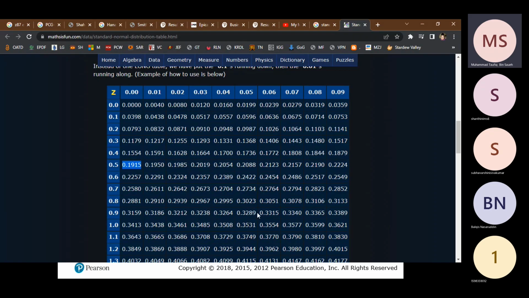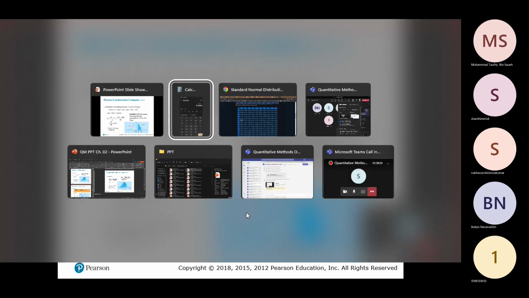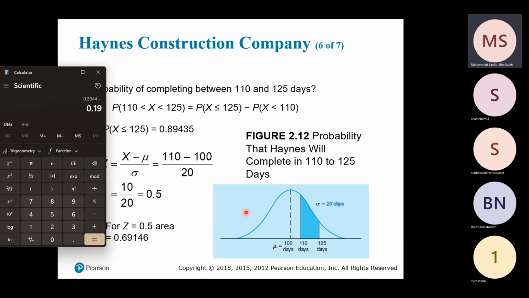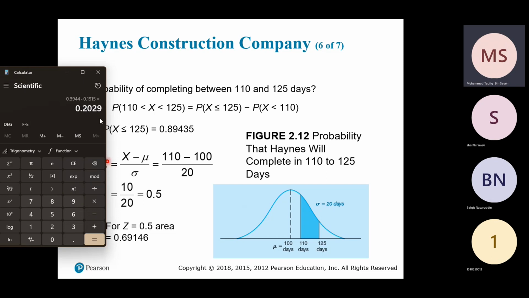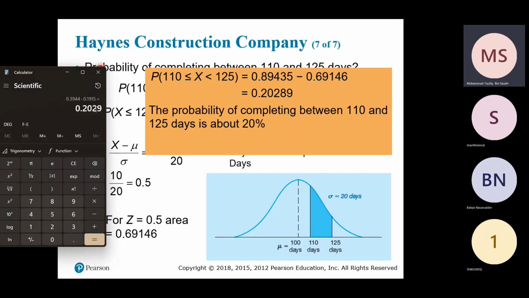So 0.3944 minus 0.1911, and you will get 0.20229. See, 0.89435 minus 0.69146, we will get 0.20229. So this is the probability of you completing the job between 110 days and 125 days. 20% chances that we can complete the job.